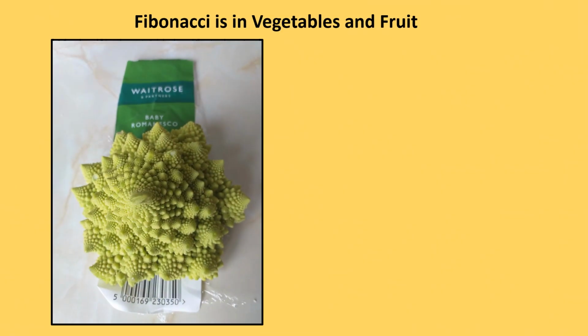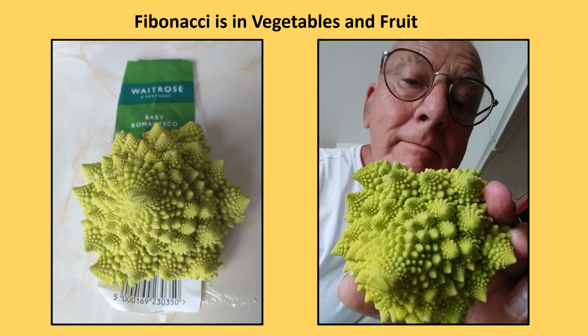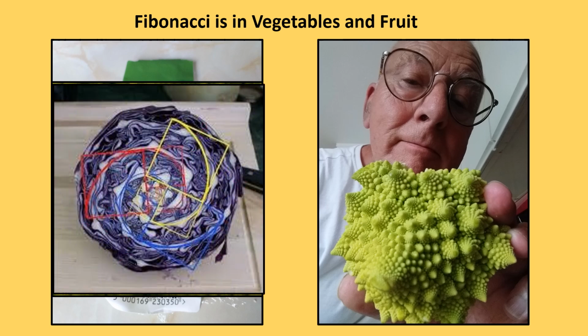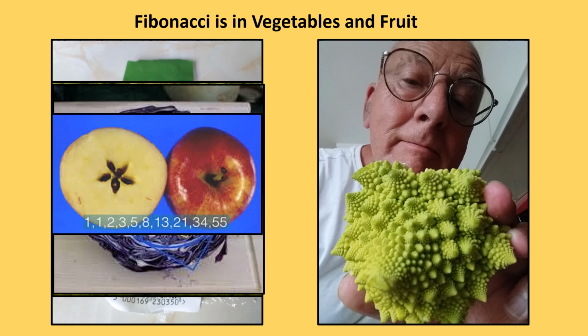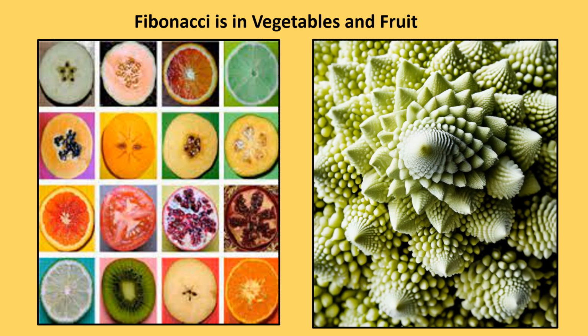Fibonacci is in vegetables and fruit. So there's a Ramasco. I'm not sure whether they call it cauliflower or yeah. But anyway, I bought one for my tea not so long ago, and it's got the Fibonacci sequence in. It's just incredible. And if you look at many fruit, vegetables, you have the Fibonacci sequence. So there's a cabbage. You can see the Fibonacci sequence in the cabbage, the golden ratio. It's in fruit. There's the apple, that's got 5 of the Fibonacci sequence, but there's so much fruit that's got the Fibonacci sequence in.